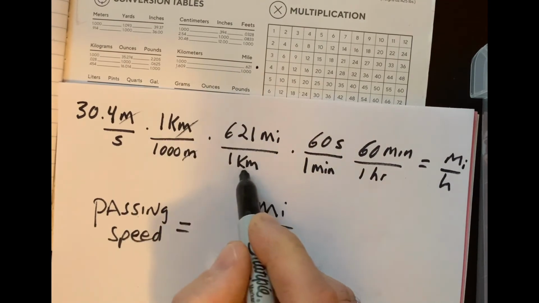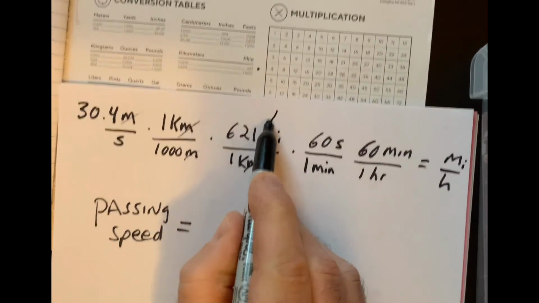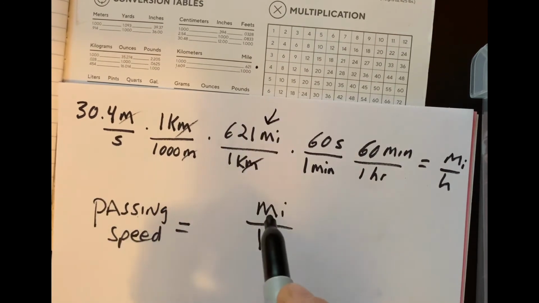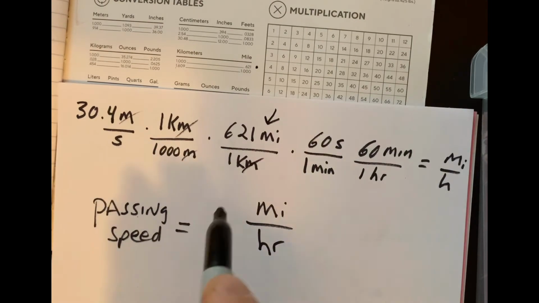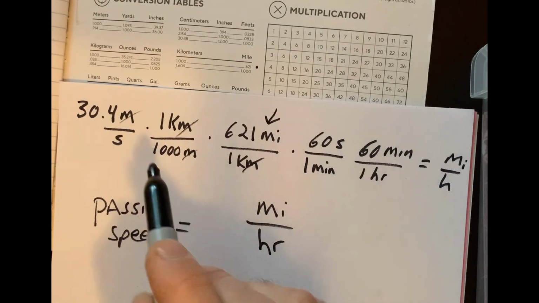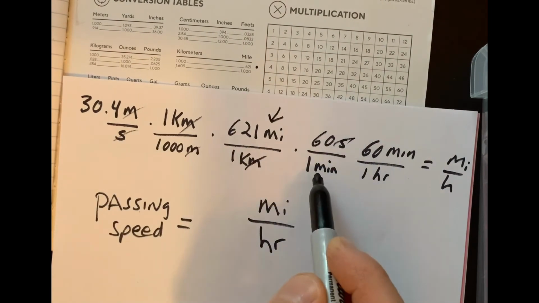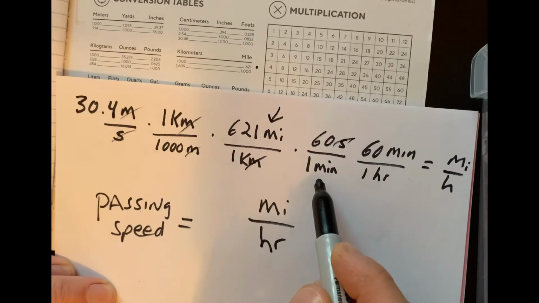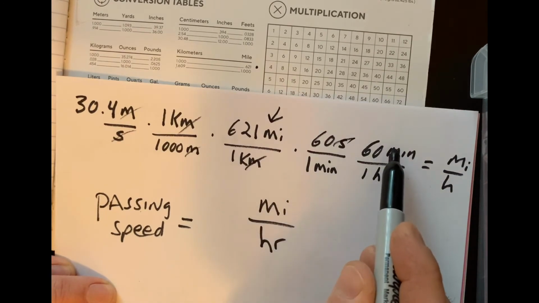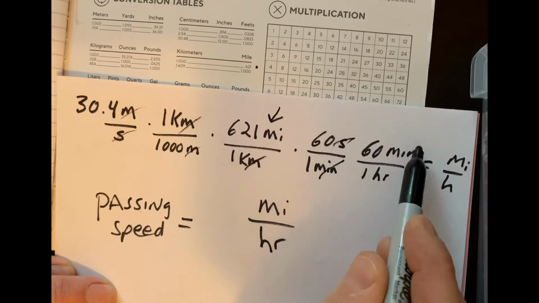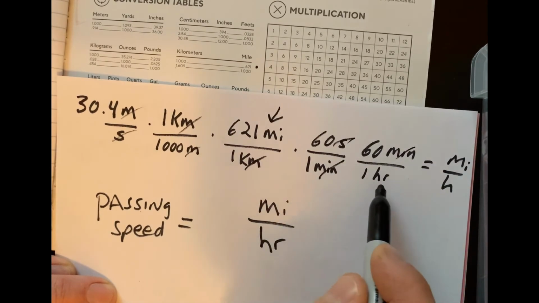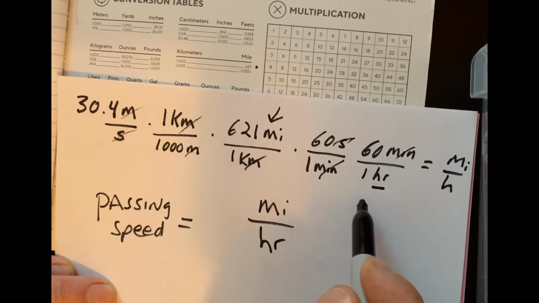So again, now my kilometers cancel, and I'm left with the correct unit of distance that I want, which is miles. Moving on to the dimension of time, I've got 60 seconds in 1 minute, so seconds cancel. In 60 minutes, that would be 1 hour, so now my minutes cancel, and I'm left with the correct unit of time, hour. I'm left with miles per hour.